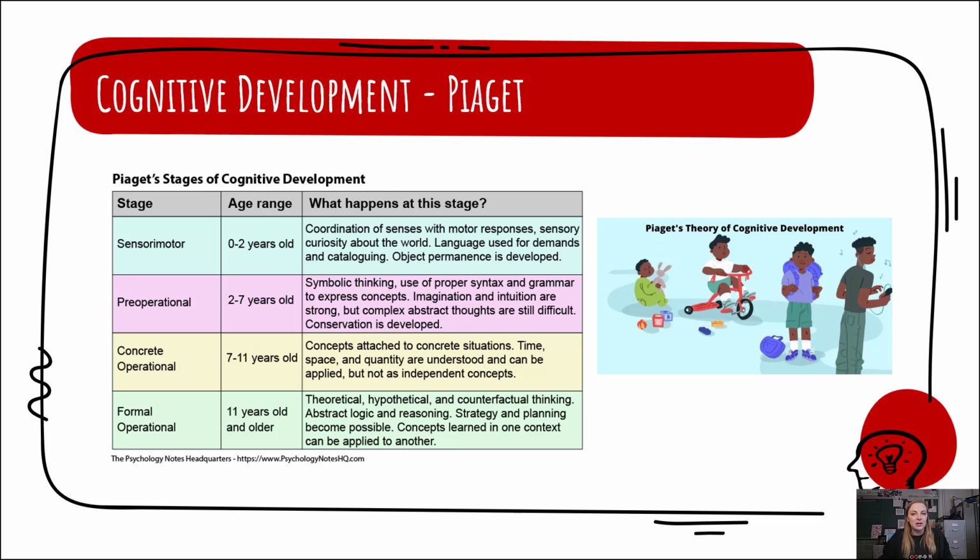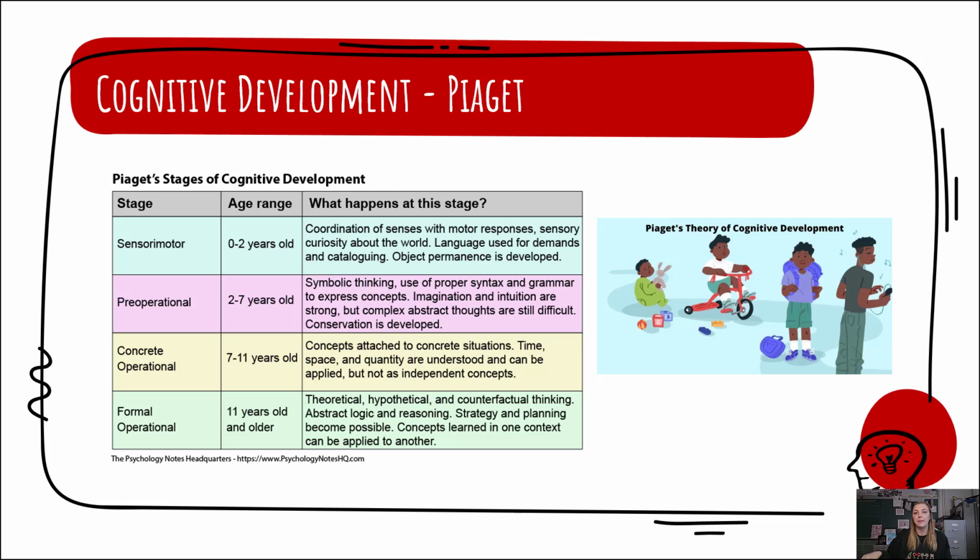Finally, the last stage that Piaget came up with was the formal operational stage. And really, this is where he was saying 11 and beyond. So there really aren't any stages after 11 years old. We kind of just stay in the formal operational stage for the rest of our life. And this is where you are right now.